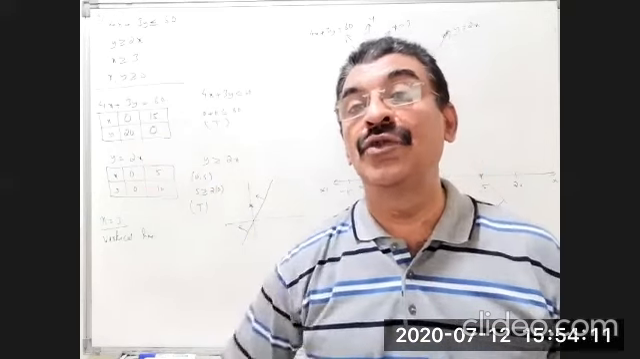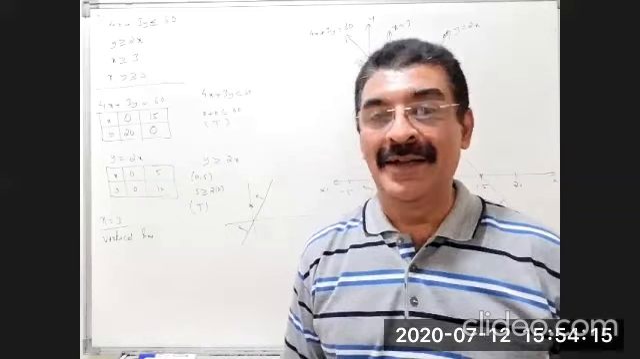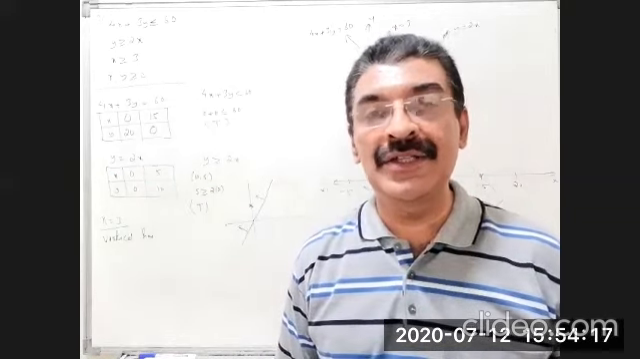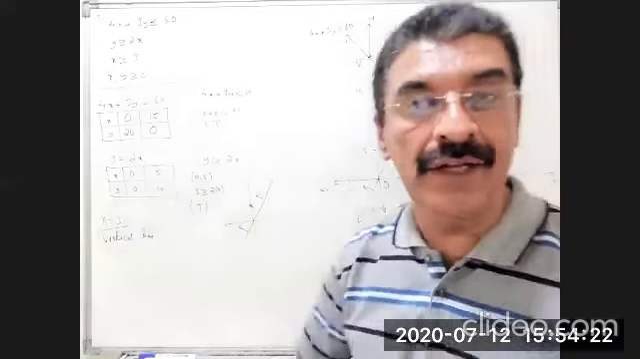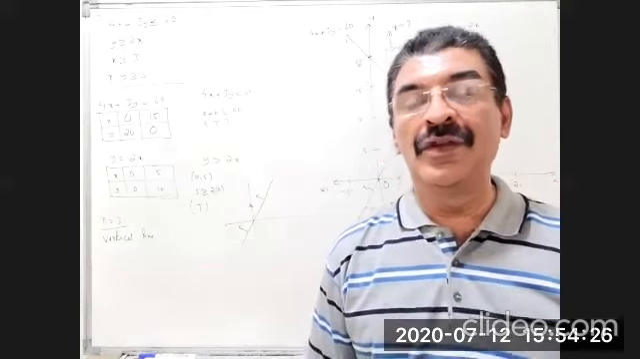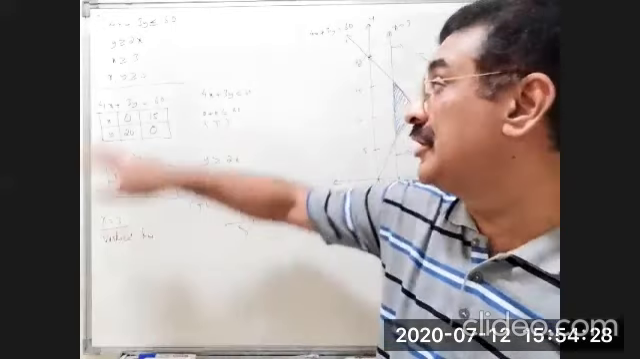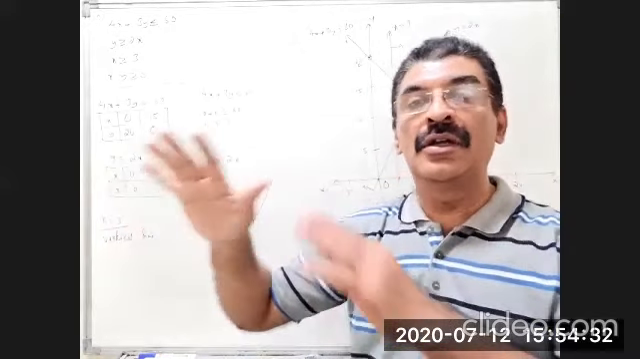Huzaifa, what's your confusion in the graph? You learned how to draw straight lines last year in class 10. Then shading, the technique I said: just take 0, 0. Substitute 0, 0 in the inequality. If the inequality is true, shade it towards the origin.